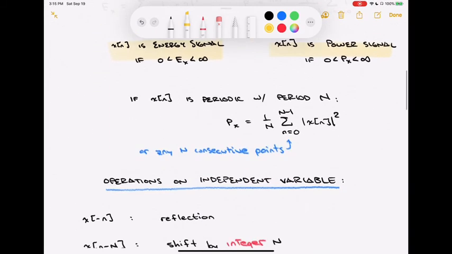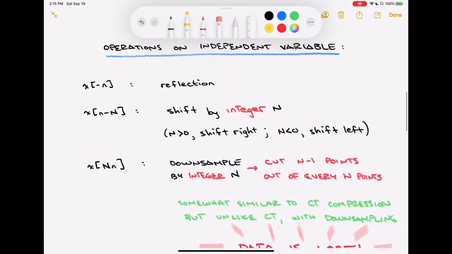There is a special case, just like in continuous time, where we can simplify the power equation. So if x of n is a periodic signal with some period capital N, and just remember, because it's a discrete time signal, that period must be an integer, well, then we can compute the power just by looking at those N points that form that period: the sum from n equals 0 to N minus 1 of that signal magnitude squared, divided by the number of points, so 1 over N. You could, of course, choose any N consecutive points. It doesn't have to go 0 to N minus 1. You could go 1 to N, or any other set of points that are all connected together that are N in length. The next section that we're going to talk about are operations on the independent variable.